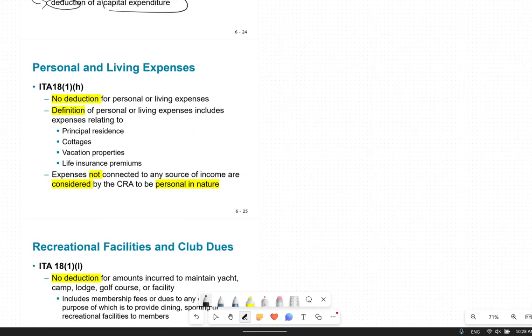Now we have something called personal and living expenses. Everybody has to live, right? So we have household expenses. There's no deduction for personal or living expenses. The definition of personal or living includes expenses related to your home, your cottage, your vacation property, your life insurance property. These are called personal or living expenses. They are not connected to a source of income. If they're not connected to a source of income, you are not allowed to deduct these expenses.